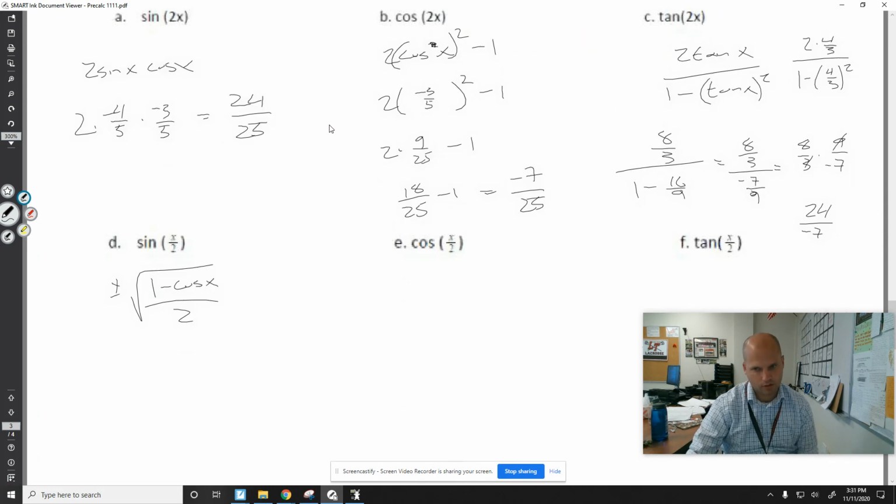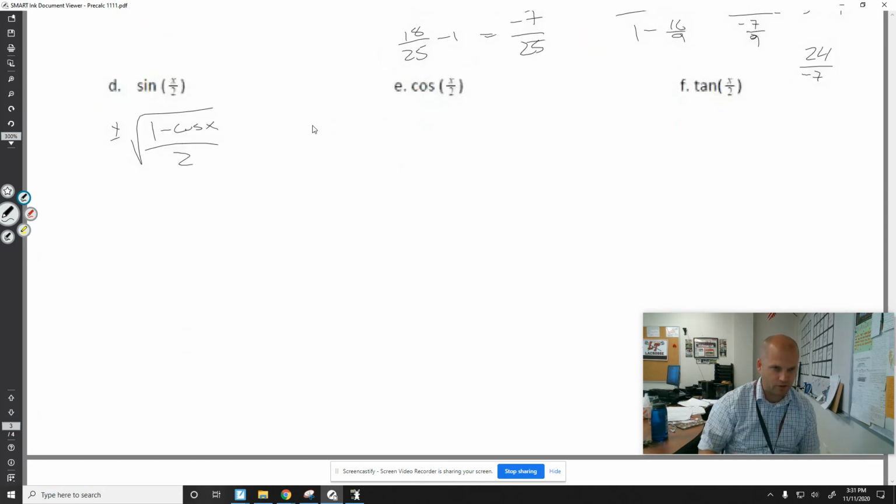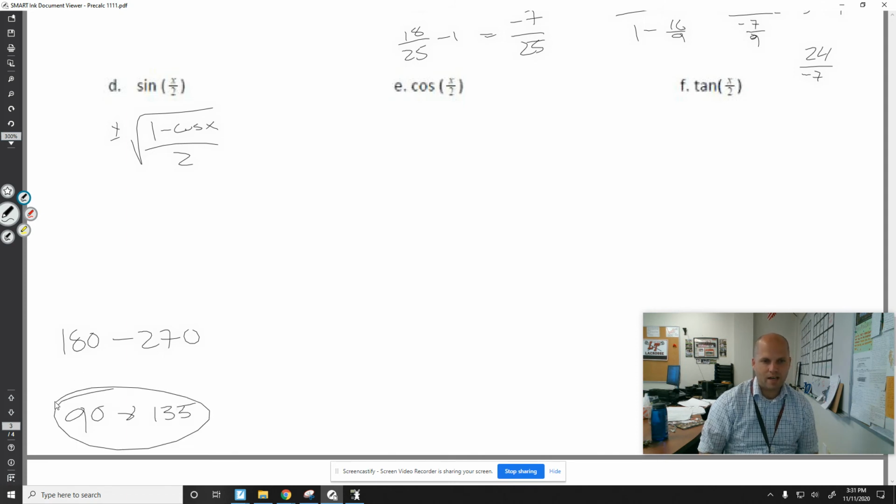Well, we're in the third quadrant. I learned how to figure this out. Third quadrant angles are between 180 and 270. Divide them by 2, you get angles between 90 and 135. So 90 to 135 means we're in the second quadrant. The sine in the second quadrant is positive.